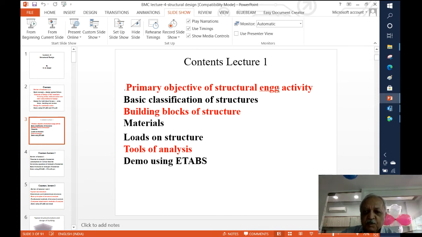The primary objective of structural engineering activity, we have seen that our objective is to plan, design and implement the structure. The basic classification of structure we have seen for various types of applications, right from trusses to block type foundations, more complex structures and so on. Then we have seen the building blocks of the structures, where individual structures are made up of the components. Like trusses, you have got members, the buildings has got beams, columns, slabs and so on as the components.